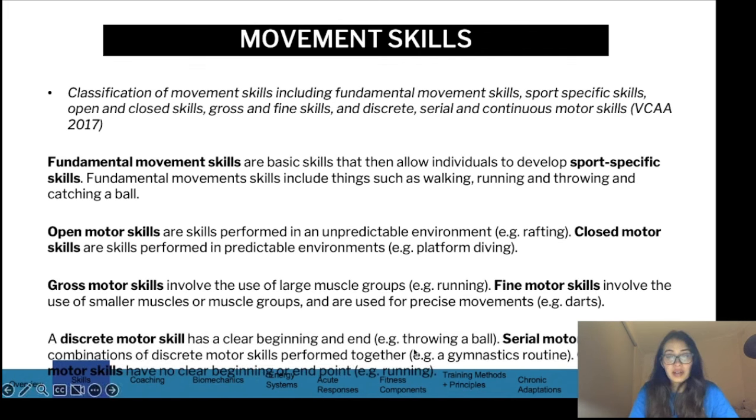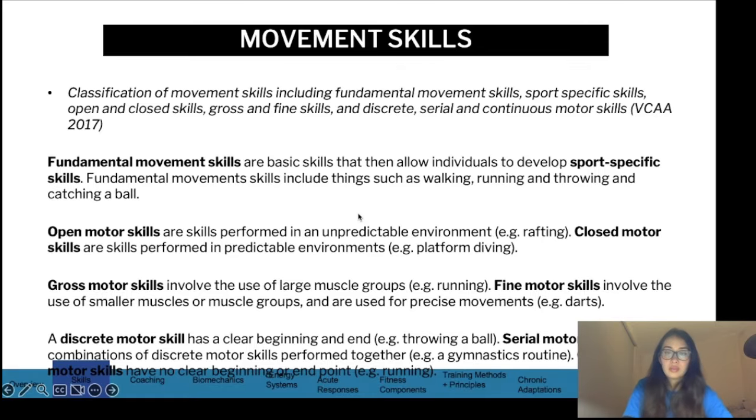We've also got discrete motor skills, which have a clear beginning and end, such as throwing a ball, and serial motor skills, which are a combination of discrete skills performed together, such as a gymnastics routine or a dance routine. Continuous motor skills have no beginning or end point, and these include things such as running, swimming, or cycling. Those are our three main ones. So if you have to put down a continuous skill, I'd recommend just putting one of those three down.